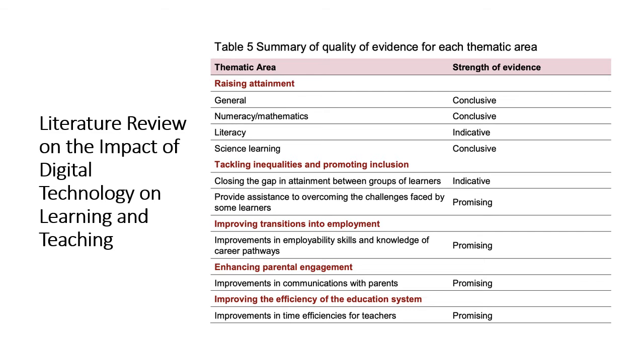We look into Table 5, a summary of quality of evidence for each thematic area. Based on this, the review provides conclusive evidence that digital technologies can support educational attainment in general and improvement in numeracy or mathematics and also in science learning. This review also provides indicative evidence that digital technology can support educational attainment in literacy, and closing the gap in attainment between groups of learners.